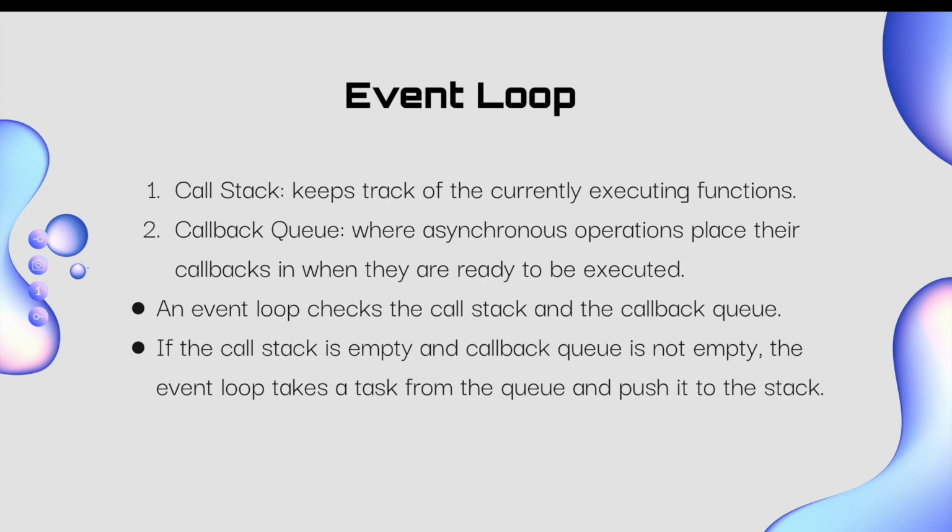If the stack is empty and there are tasks in the callback queue, the event loop will take a task from the queue and push it onto the call stack for execution.